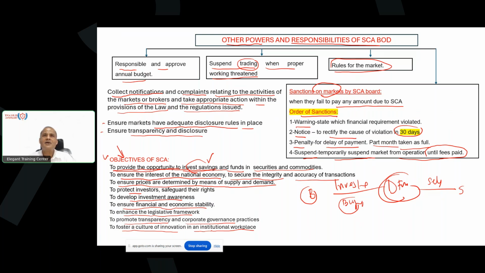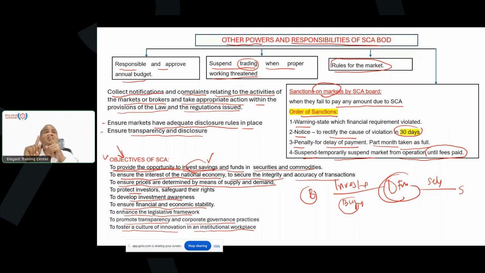No, sir. No question. But can I ask a question? Okay, tell me. Suspension, right? Trading can be suspended by SCA. On what ground? And again, trading can be suspended.